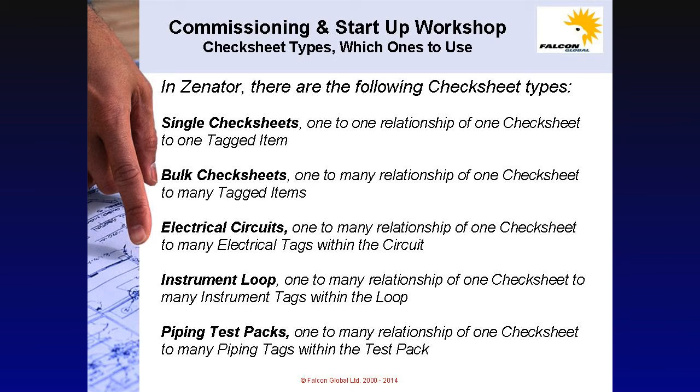Single check sheets, one-to-one relationship of one check sheet to one tagged item. Bulk check sheets, one-to-many relationship of one check sheet to many tagged items. Electrical circuits, one-to-many relationship of one check sheet to many electrical tags within the circuit. Instrument loop, a one-to-many relationship of instrument tags within the loop. Piping test packs, one-to-many relationship of one check sheet to many piping tags within the test pack.